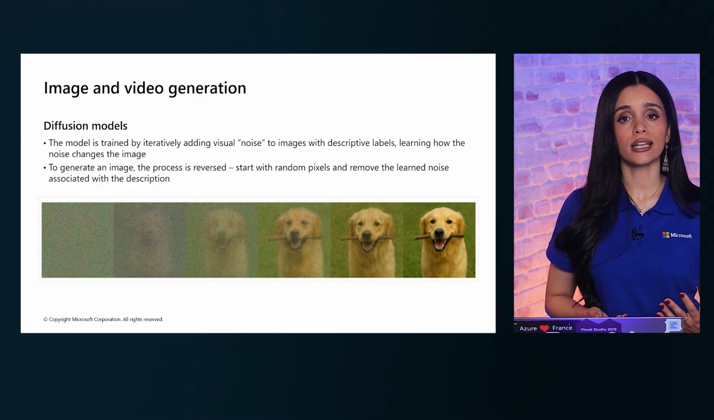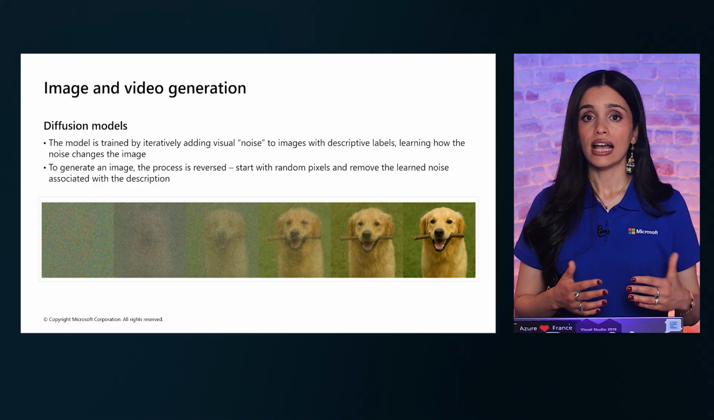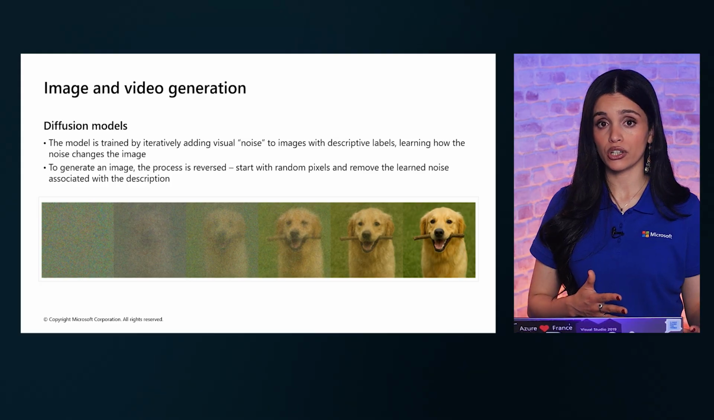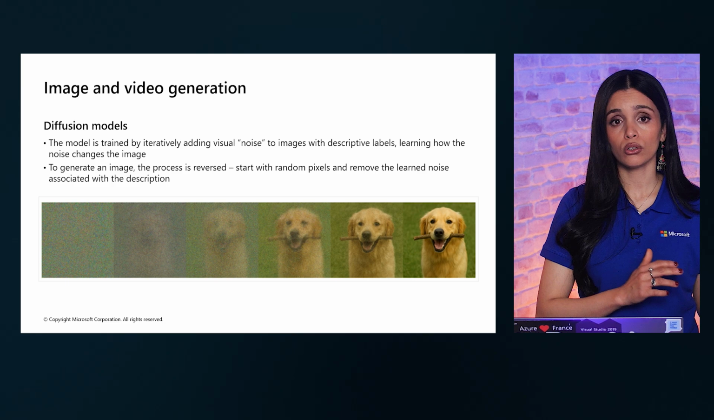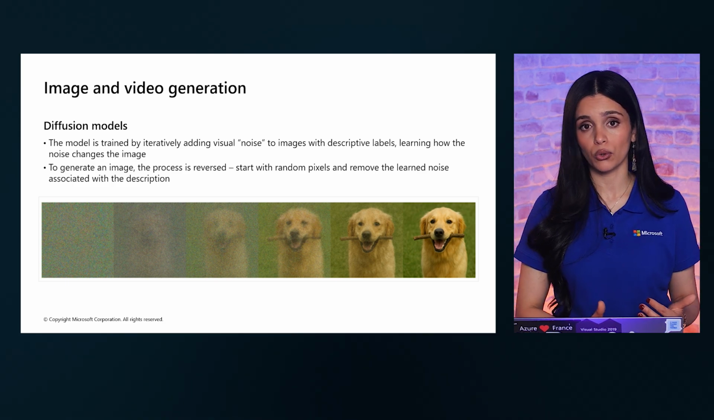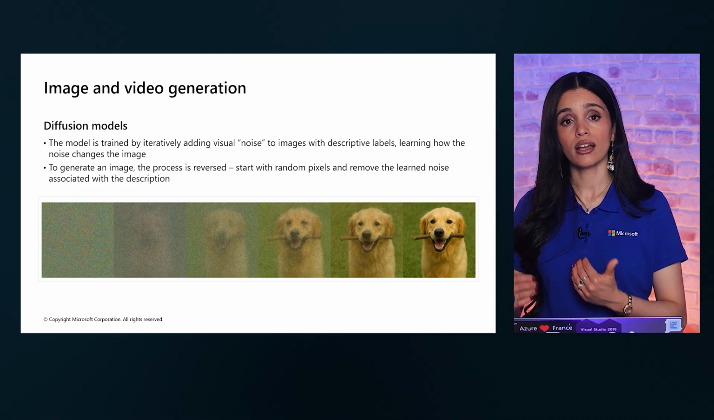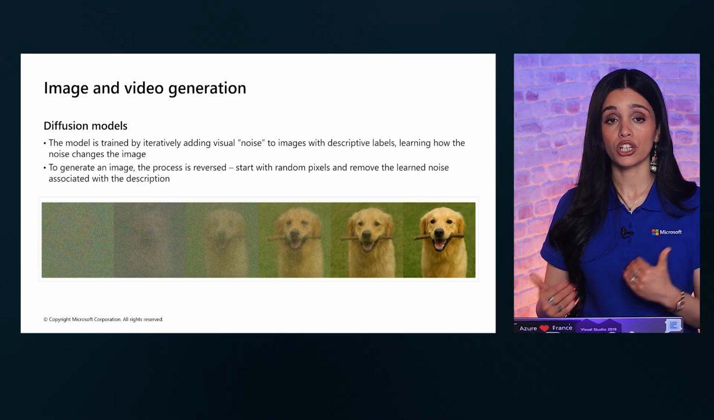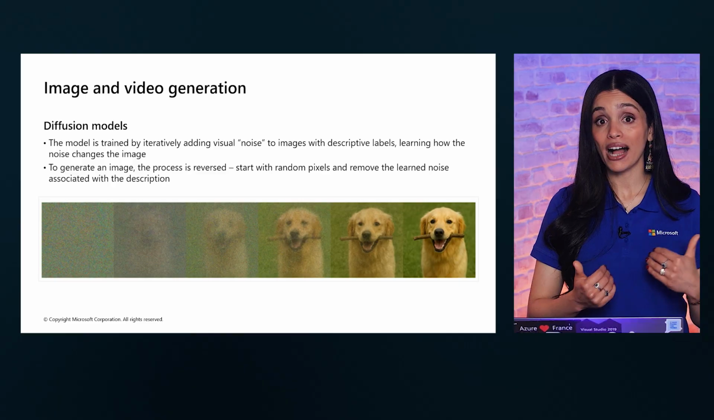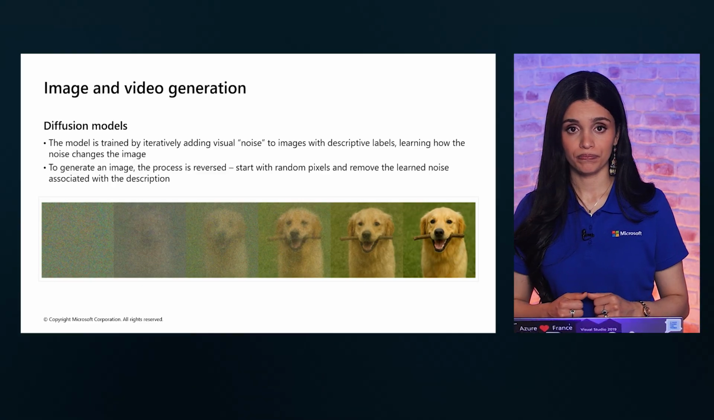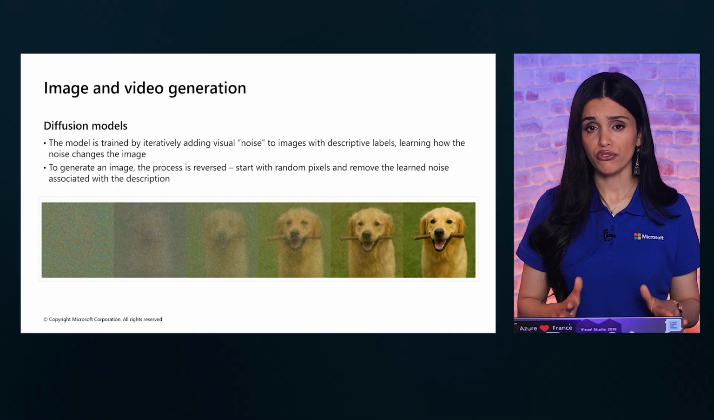Imagine a marketing team preparing a campaign. Instead of searching for stock images, they simply type "a modern office with people collaborating around a digital whiteboard," and within seconds, AI generates a custom image that matches the description. This is powered by diffusion models. Now, what are diffusion models?